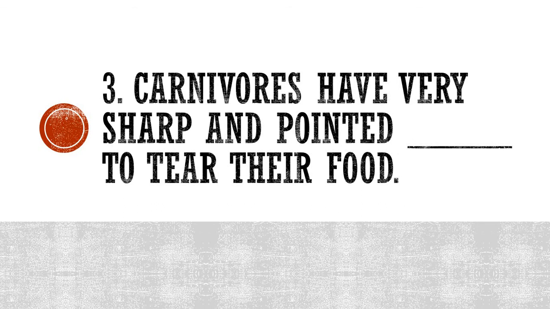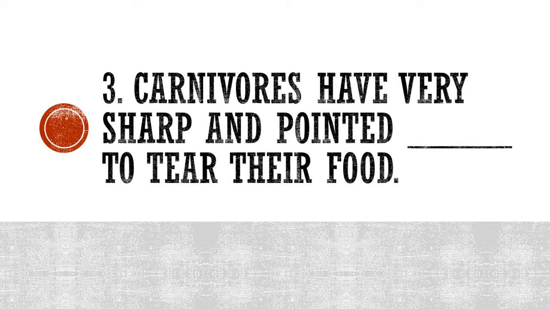Number 3. Carnivores have very sharp and pointed dash to tear their food. I would like to repeat the question once. Carnivores have very sharp and pointed dash to tear their food. Please write down the answer and then check it once I display the correct answer. Those who have understood this sentence and have learnt the blanks thoroughly might have written the answers already when they saw the question.